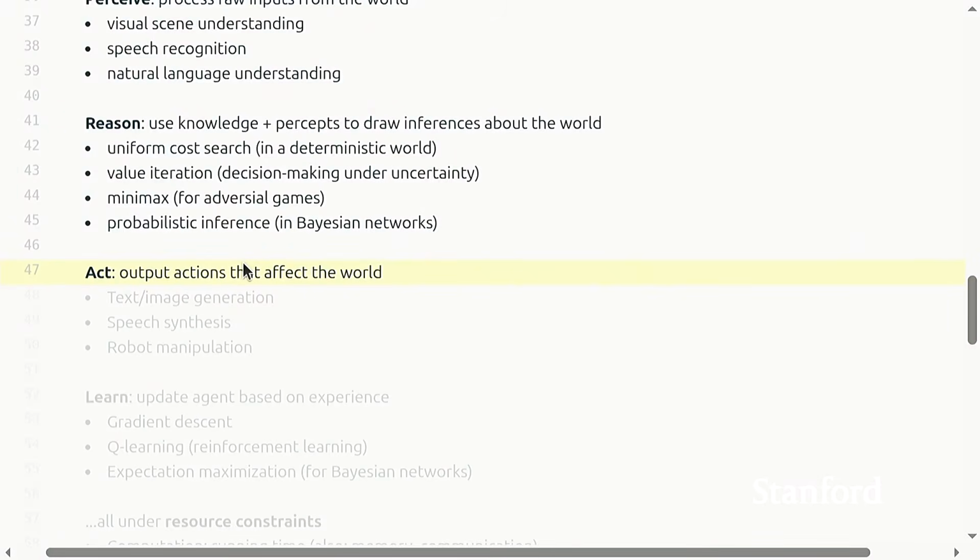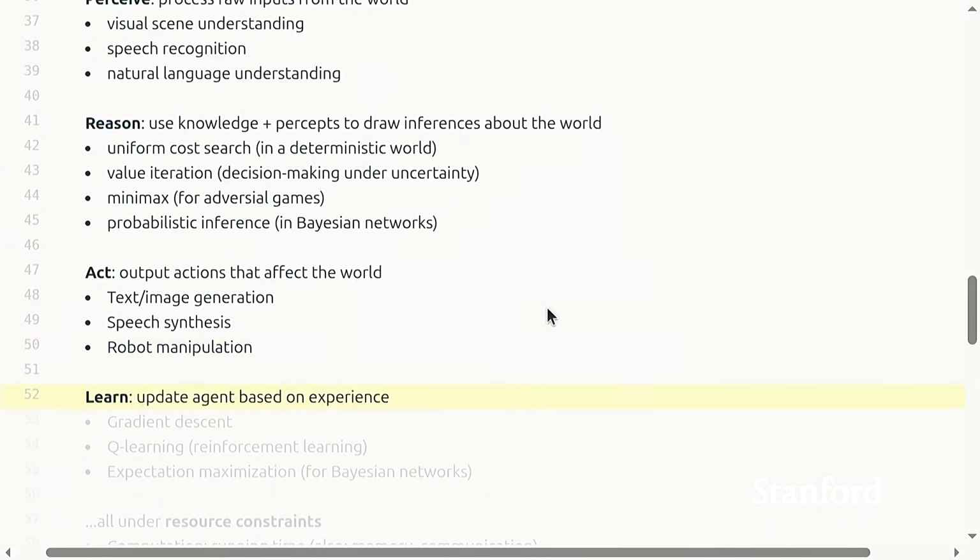And then if we go to ACT, this is where you actually prove to the world that you're intelligent. So there's outputting actions that actually affect the world. You might generate text, a chatbot returns some response or returns an image. You might be generating speech, or if you're controlling a robot, the robot actually moves and does things in the world. So without ACT, you don't know whether you have intelligence or not.